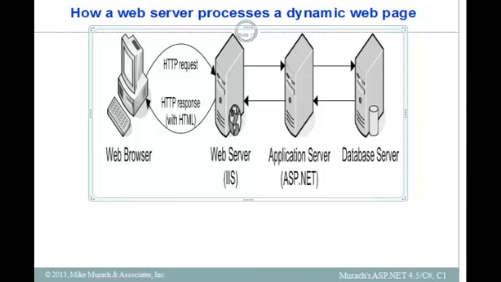This shows an example of how a web server processes a dynamic web page. When the user makes the initial request, the request is sent through an HTTP request. I mean, the file name is included with the HTTP request, and IIS here plays the role of the web server. IIS is Internet Information Server, and it looks into the extension of the file and passes the information to the appropriate application server.